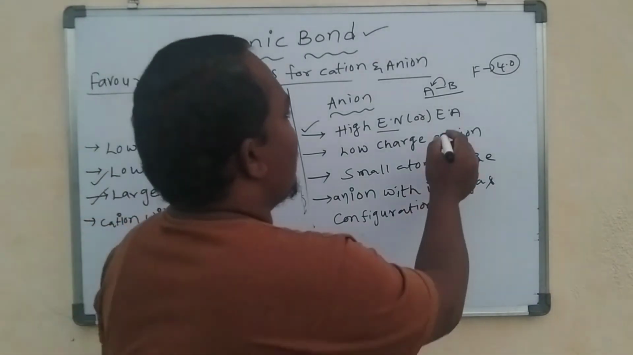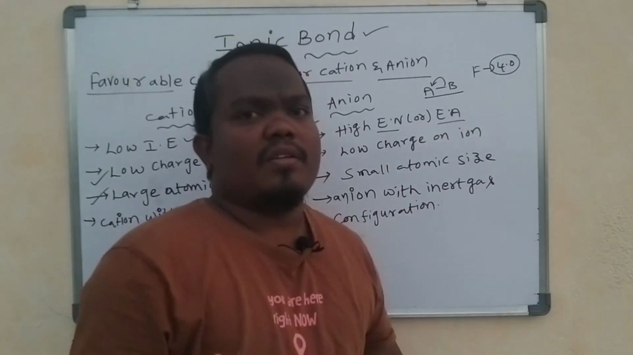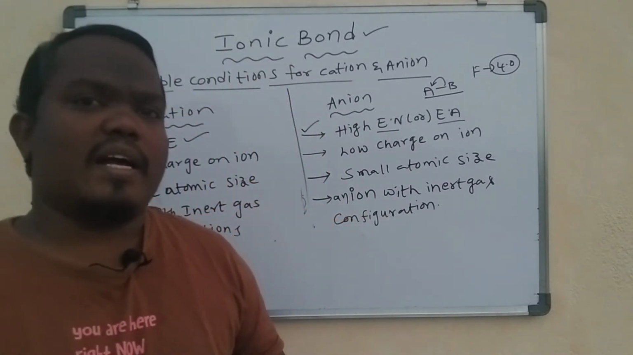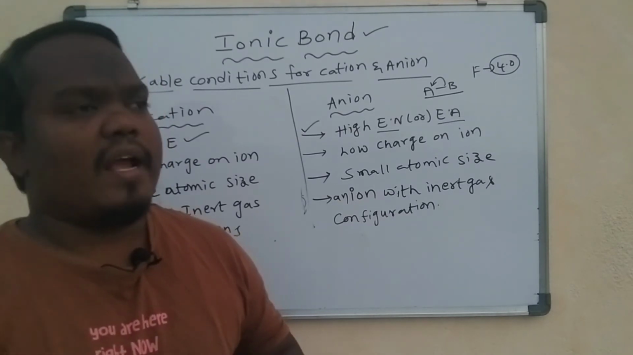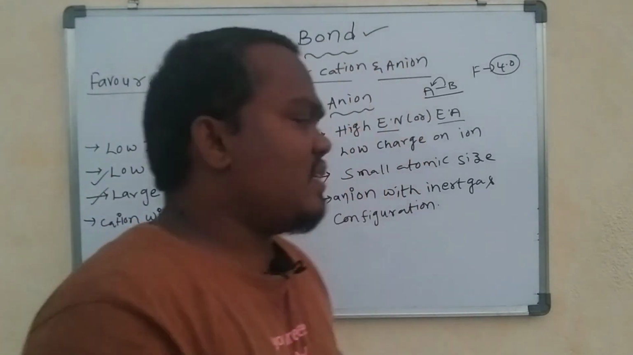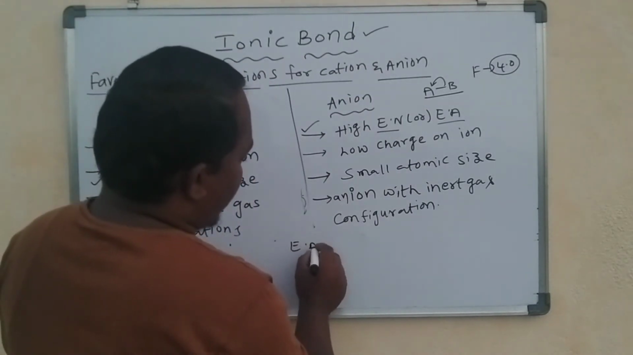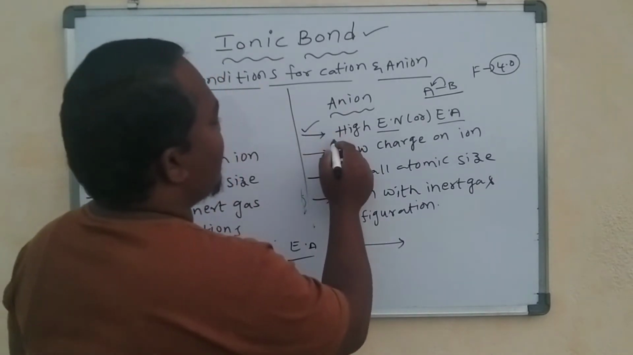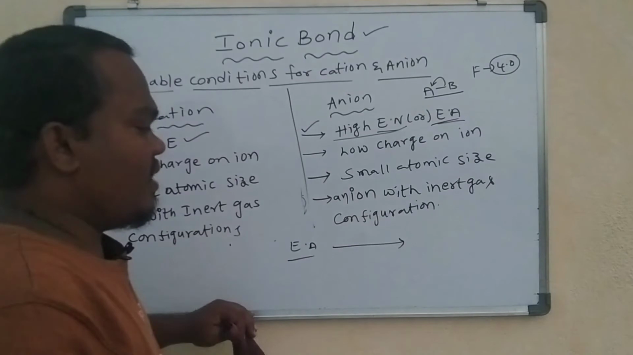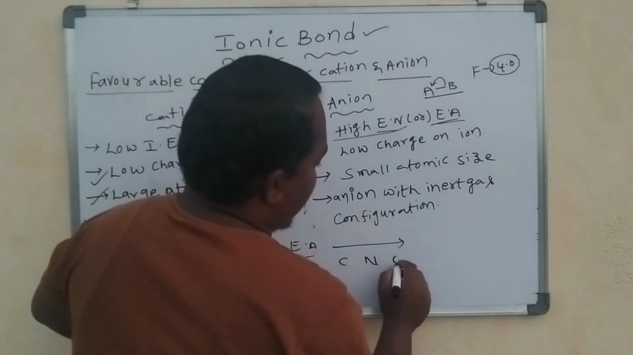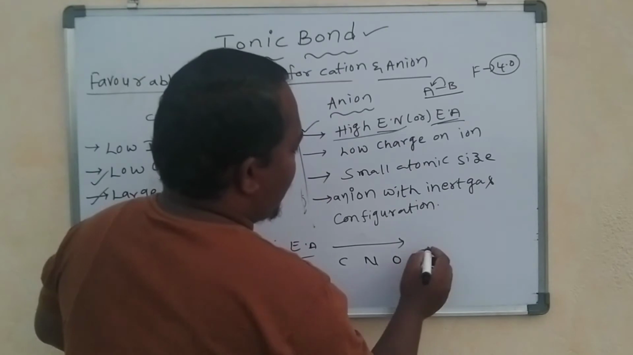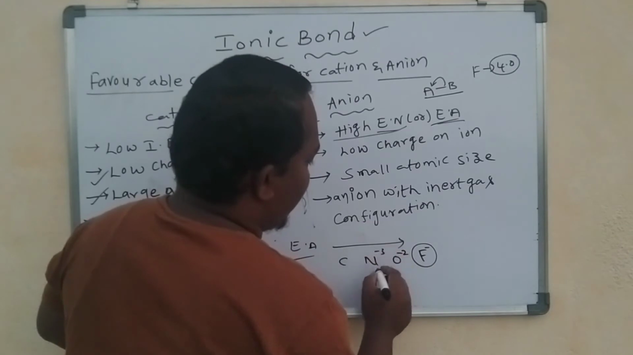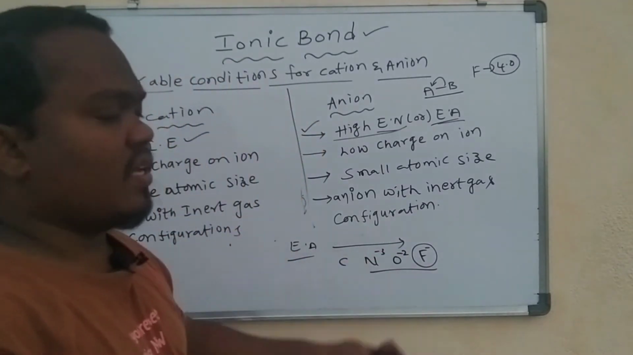And electron affinity, what is meant by electron affinity? The amount of energy liberated or absorbed when an electron is added to the outermost shell of an atom in its gaseous state is called electron affinity. Generally the electron affinity increases along the period, so we require high electronegativity or high electron affinity. When we compare carbon, nitrogen, oxygen and fluorine, the fluoride ion is formed more easily when compared to these.